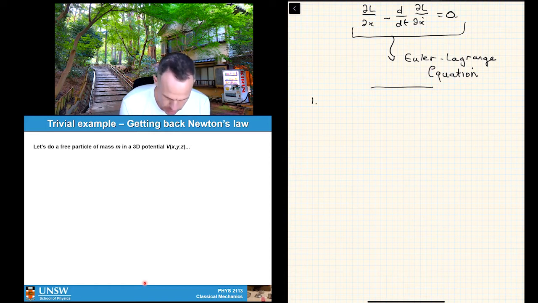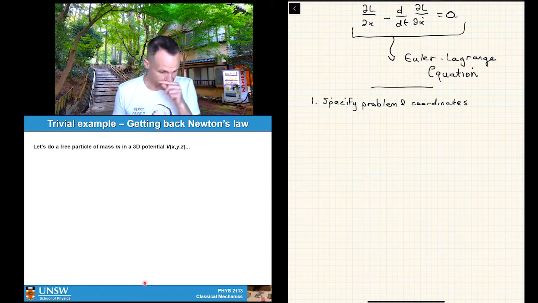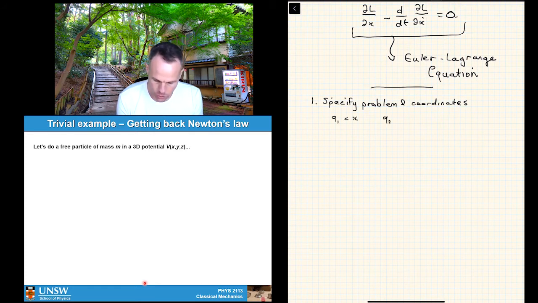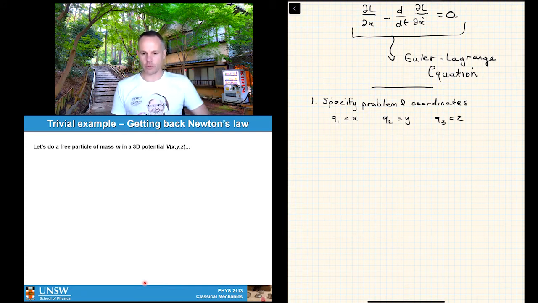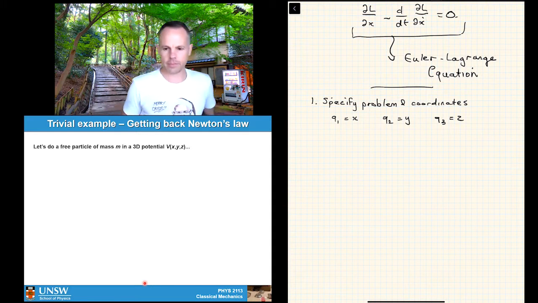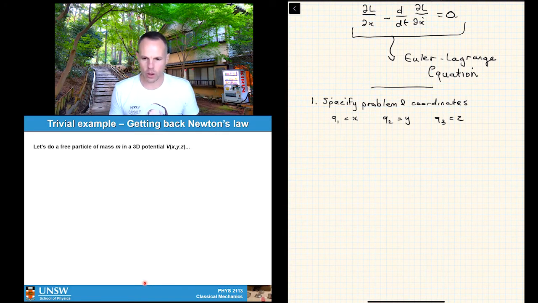So, step one, specify the problem in the coordinates. And in this particular case, what we would have is Q1 is just x, Q2 is just y, and Q3 is just z. And you don't necessarily need to write that down if you're doing an exam question. It's usually pretty obvious when you set your notation up what you're going to do. I'm just highlighting it here so that we can walk through these steps one by one, because what you want to do in dealing with these problems is have a sequence of steps that you follow.